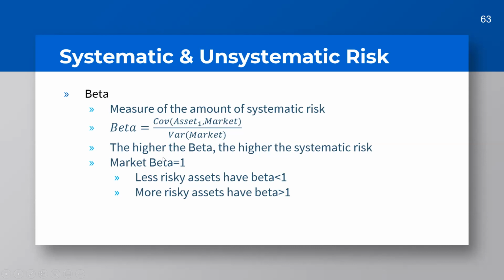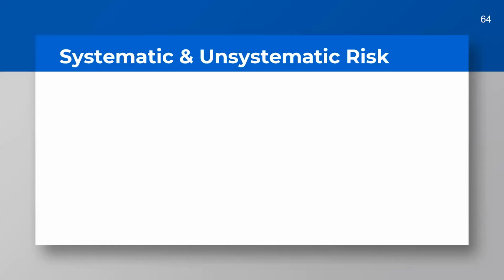So this is where the risk and return relationship tends to show up. As we have more risk, we should have more return. So as we have higher betas, we should expect to see higher expected returns, and this is what we get out of the capital asset pricing model.